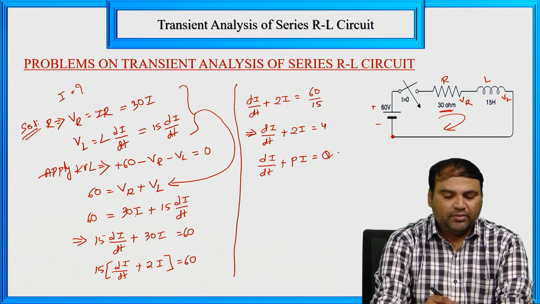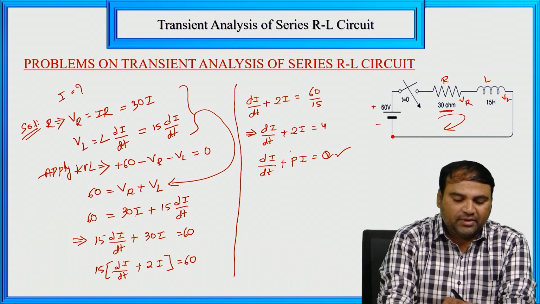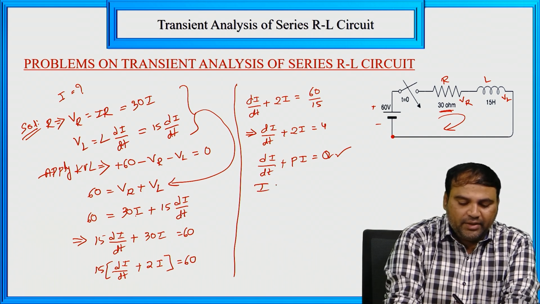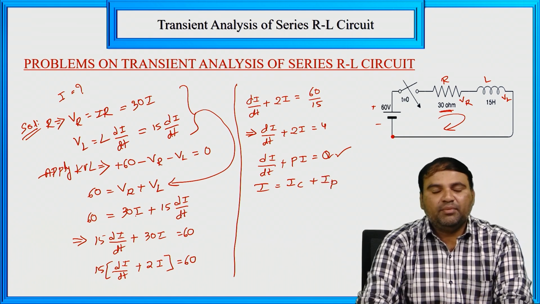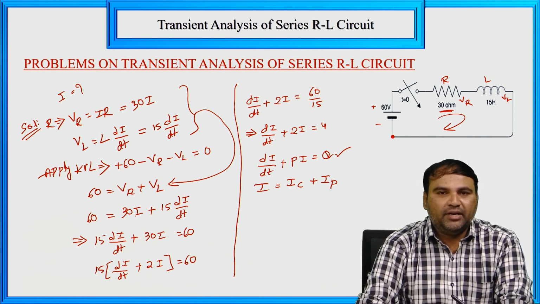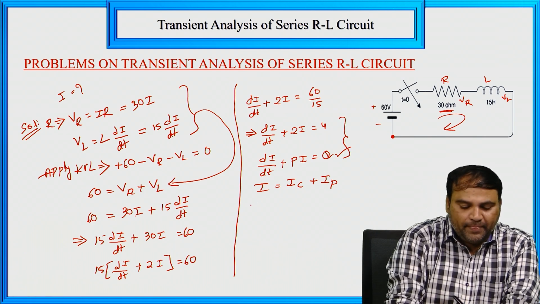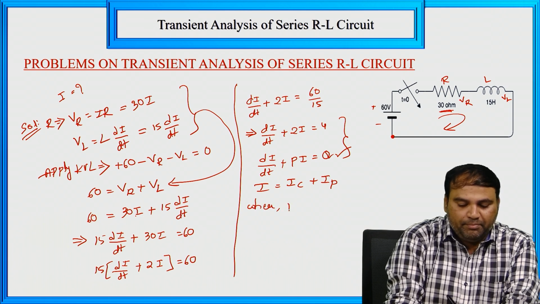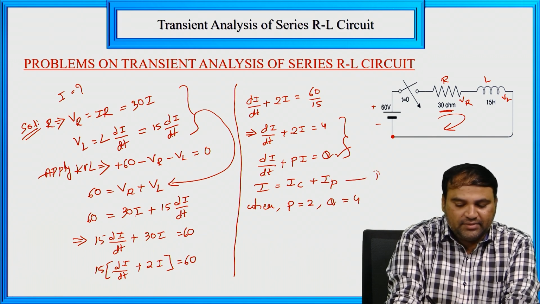For this differential equation, the total current is I equal to IC plus IP, where IC is the complementary function and IP is the particular integral. Now we have to find the IC value and IP value. Before that, compare these two equations: P equal to 2 and Q equal to 4. Let us take this as equation number 1.